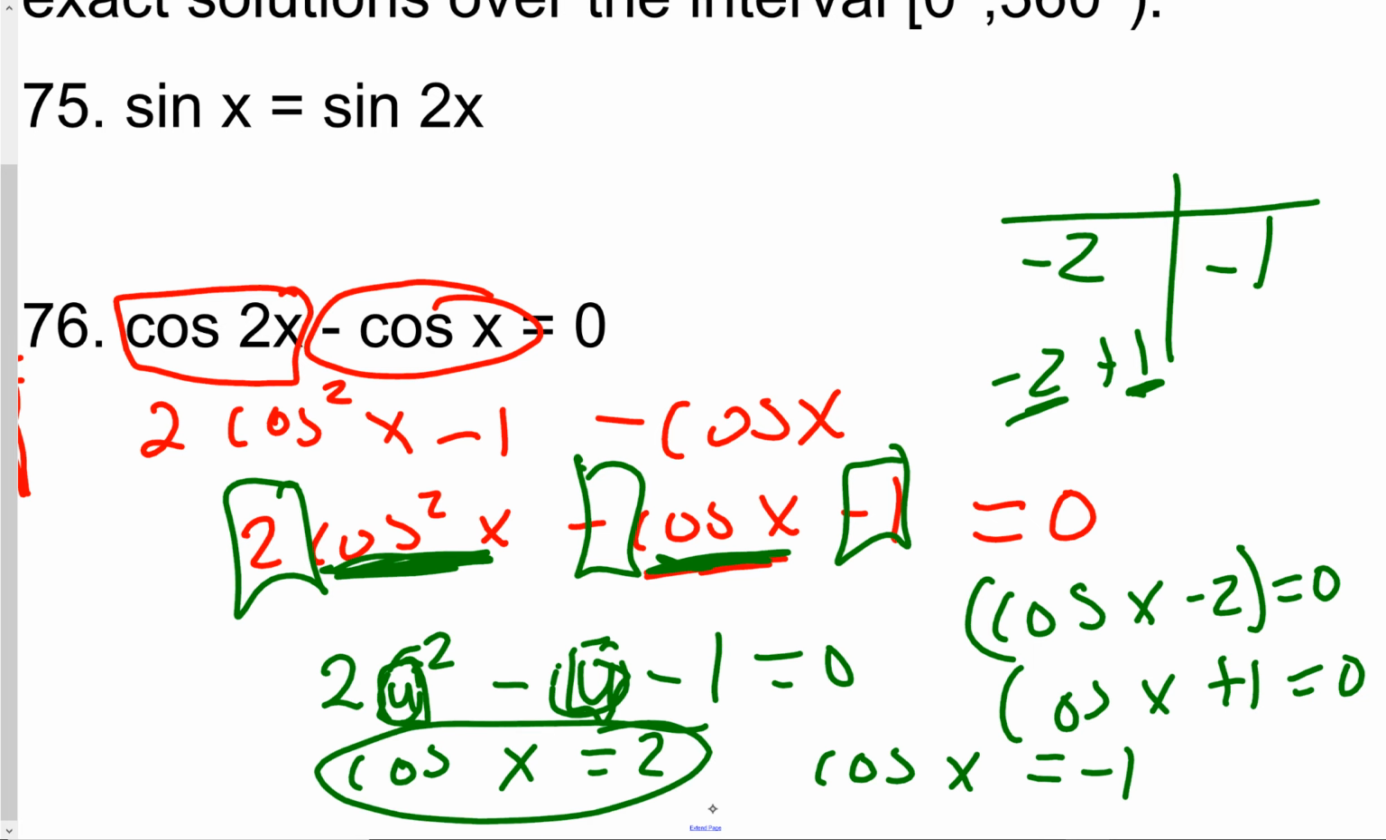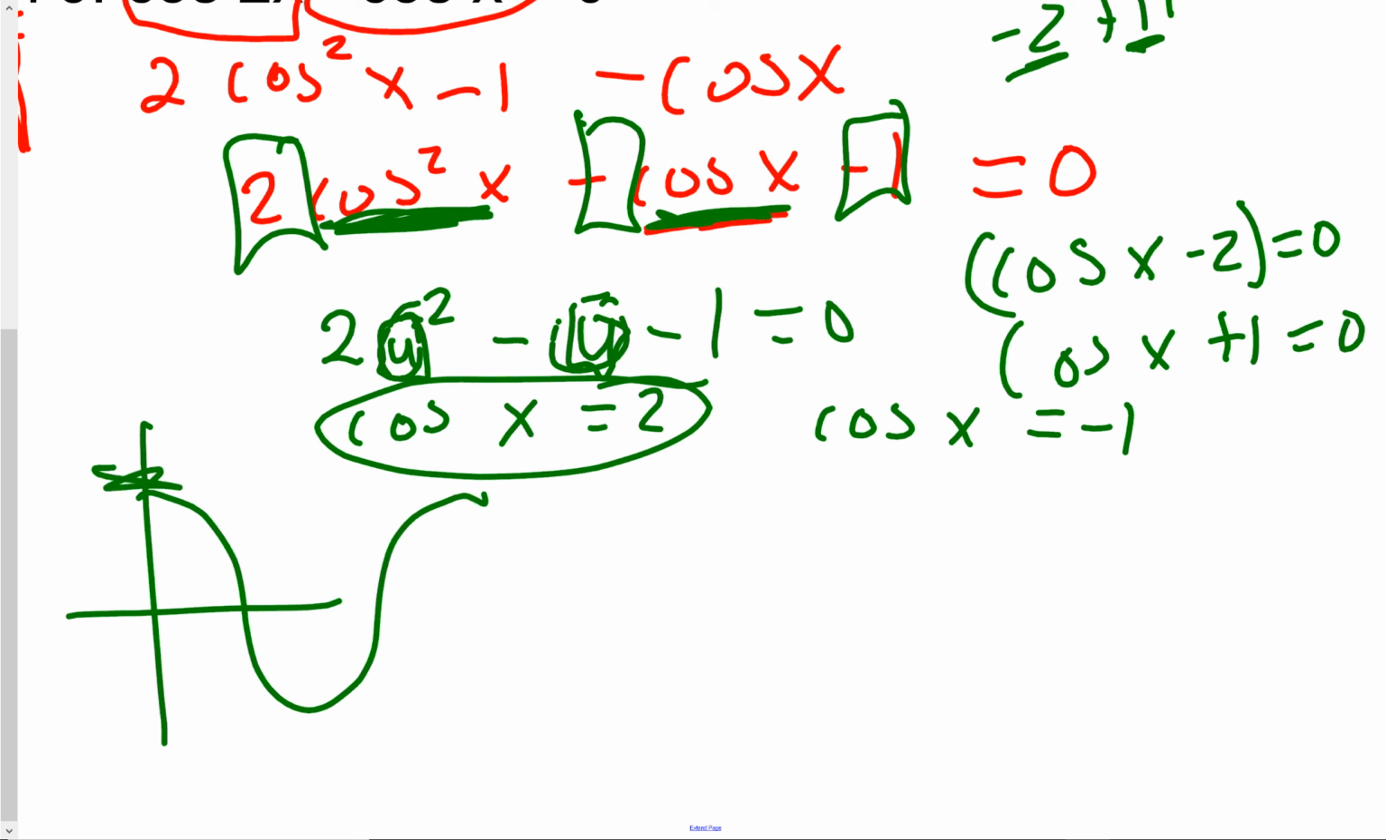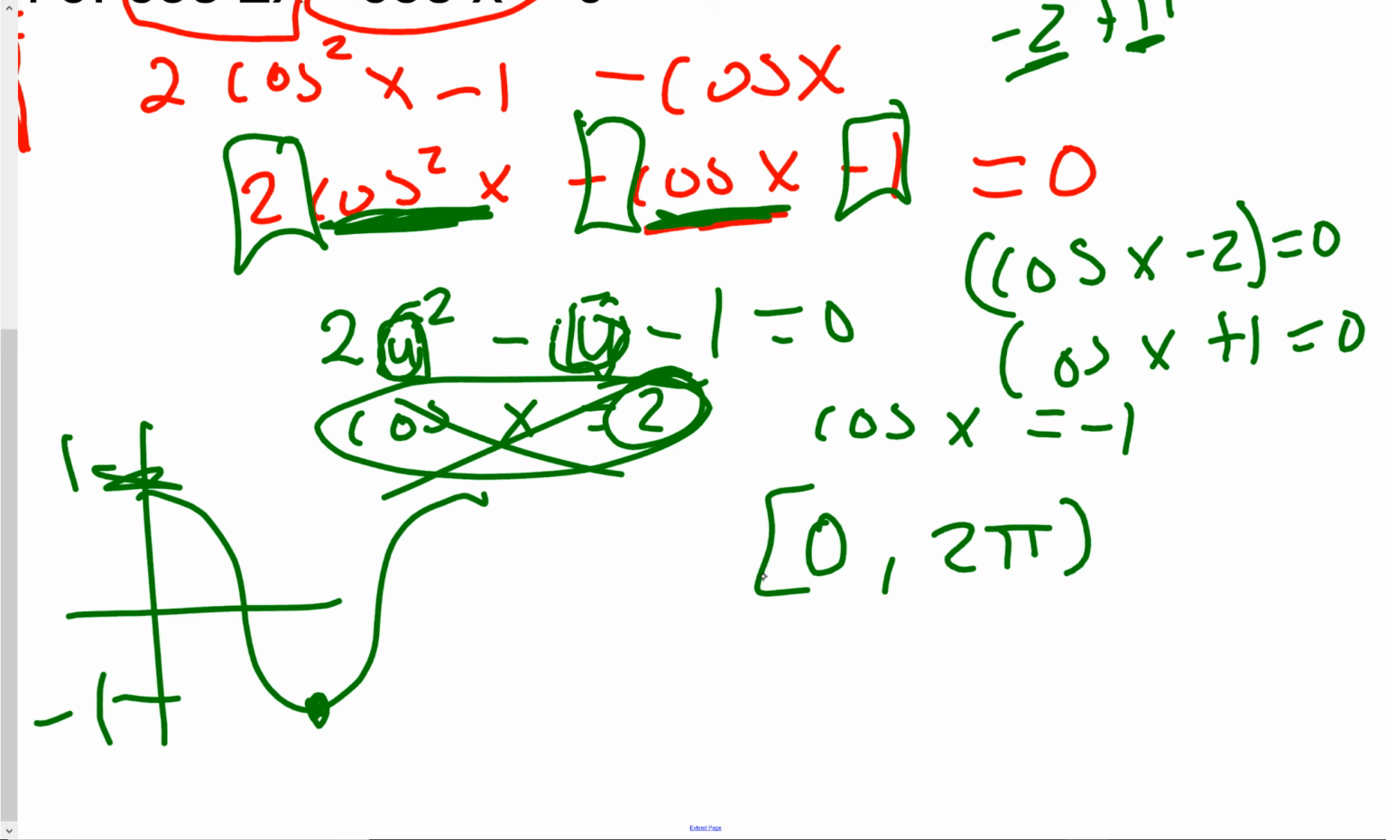Well, this is not possible, right? I can never have an answer. There's no angle. Cosine goes from 1 to -1, right? So I'm never going to have an answer of 2. So that one's not going to work. Where do I have -1? From 0 to 2 pi, not including 2 pi, but including 0, where do I have an answer of -1? Well, that's only one spot, right? That's only at pi.